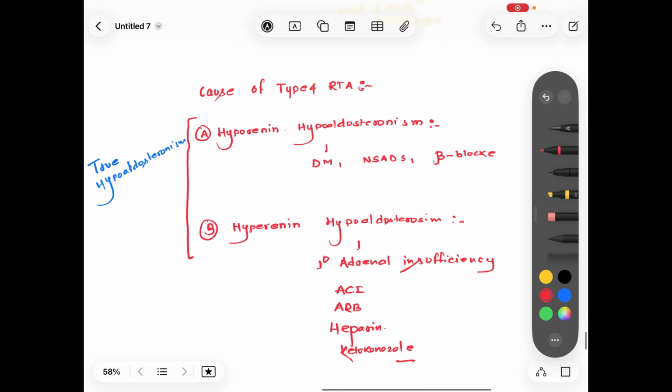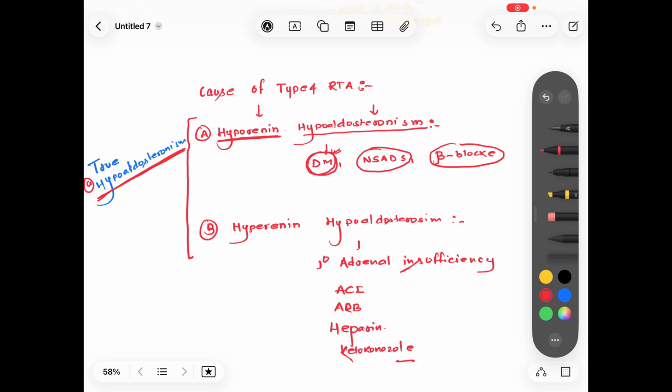The first cause is true hypoaldosteronism. In this, the aldosterone is actually low, and it is further divided into two parts. First one is hyporeninemic. In this the renin is also low and the aldosterone is also low. Hyporeninemic hypoaldosteronism. The causes are diabetes. The kidney is not functioning, so renin is not getting secreted and the aldosterone is also low. Because of use of NSAIDs and beta blockers, there is also low renin. Low renin will lead to low aldosterone.